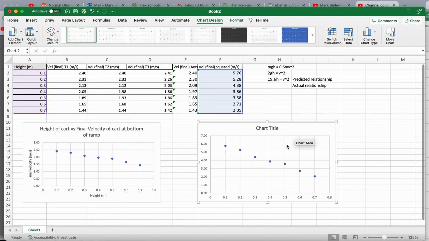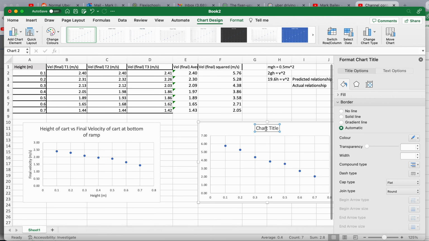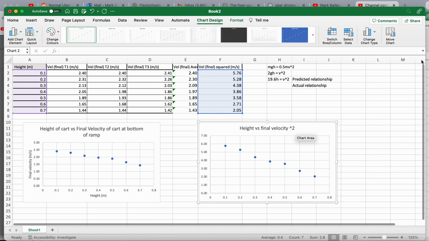Let's give it a chart title. You can press Command A to highlight it all. This is height versus final velocity squared. You could also insert a superscript to give you the square; that's just another way.